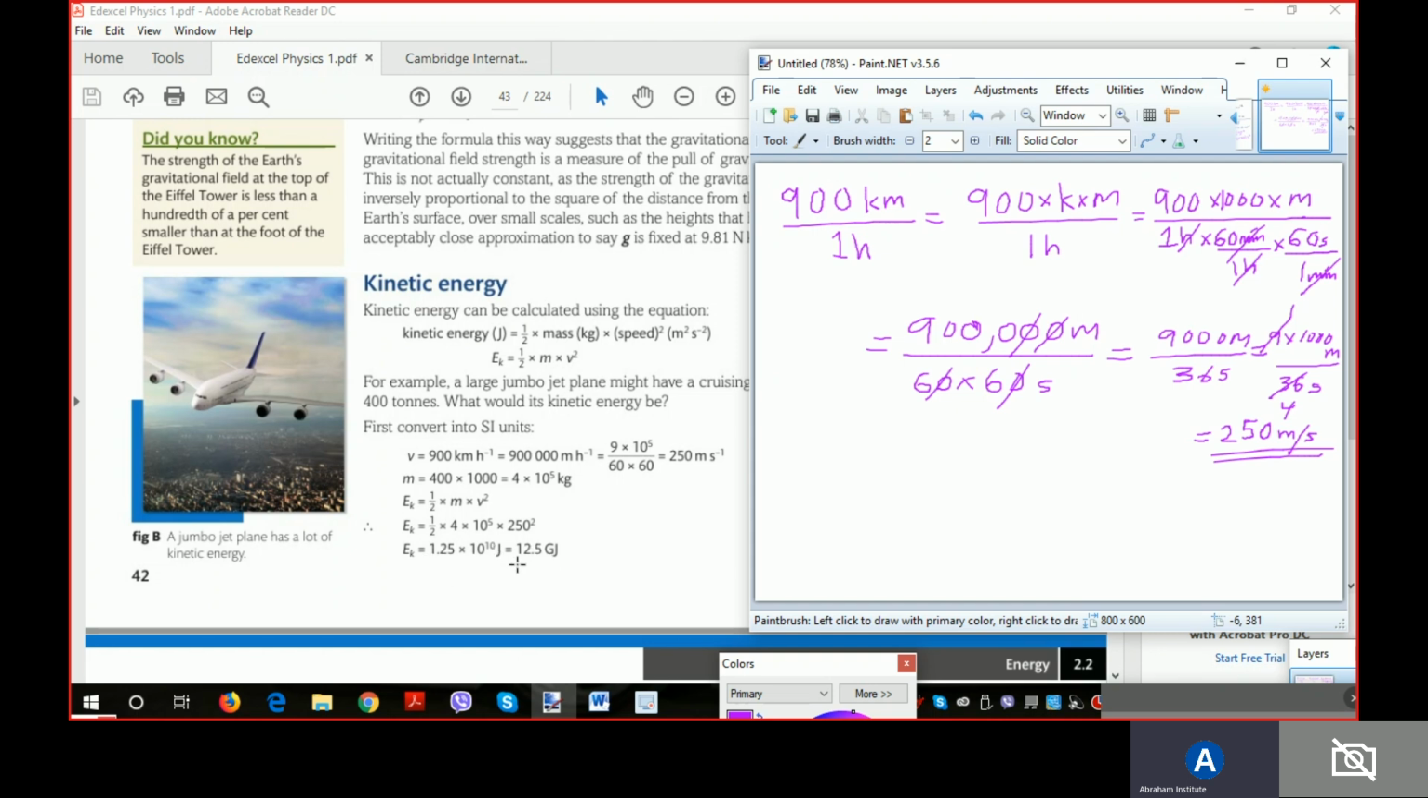And if you want, you can convert it to megajoules or gigajoules and write it. So if you convert to gigajoules, giga is 1 billion. Okay, giga is 10 to the power of 9. So you can also write it like that. Okay, 12.5 billion joules or 12.5 gigajoules.